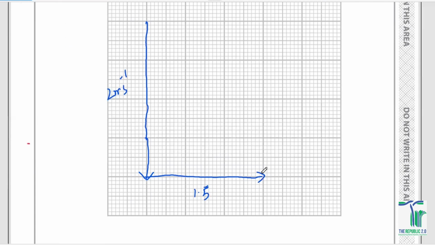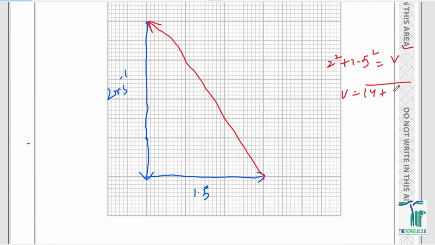How can you calculate the magnitude of the resultant vector? This is the hypotenuse. So you just need to do 2 square plus 1.5 square equals the resultant velocity square. Taking the square root, you would have the square root of 4 plus 2.25. If you solve it, you should have 2.5 meters per second. That is how you calculate the velocity. The magnitude of this vector has to be 2.5.